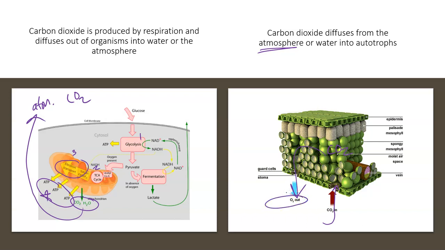Now, once glucose is made by the plants, it will be burned using the cell respiration pathway by both the plants that produce the glucose, but also by animals that eat the plants, and eventually we get the CO2 released back to the atmosphere.